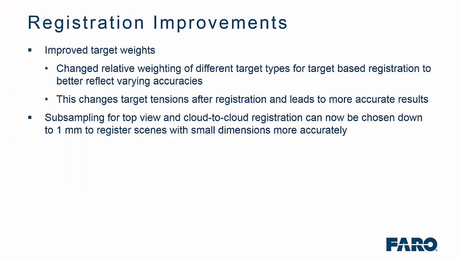From a registration target weight perspective, we've changed the weighting of different target types for target-based registration. So this will help to reflect varying accuracies based on the targets you're using. This also changes the target tensions after registration, which ultimately results in more accurate results. We've given you the ability, when subsampling for top view and cloud to cloud, that you can now go down to a 1mm setting to help register scenes with smaller dimensional accuracy.